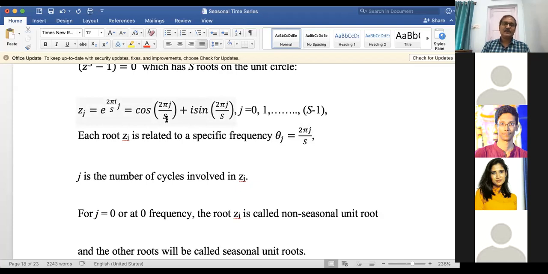So cos 0 plus i sin 0, what will be the value of cos 0? Just try to remember the definition of cos theta. How do you define cos theta? Cos theta is equal to base by hypotenuse. Sin theta is perpendicular by hypotenuse. So if theta equal to 0, just try to remember the basic figure, what is theta. If theta equal to 0, hypotenuse is equal to base.